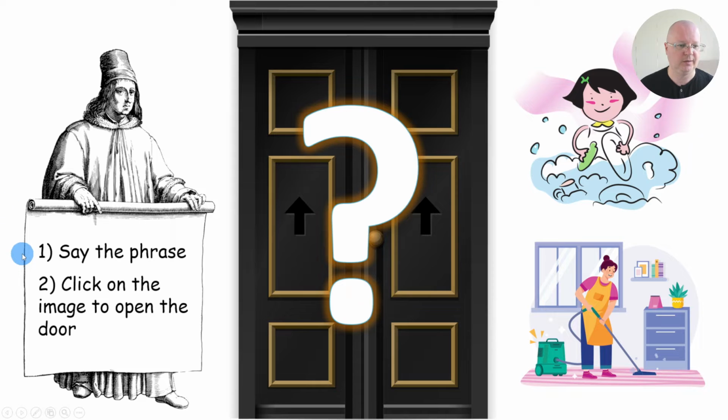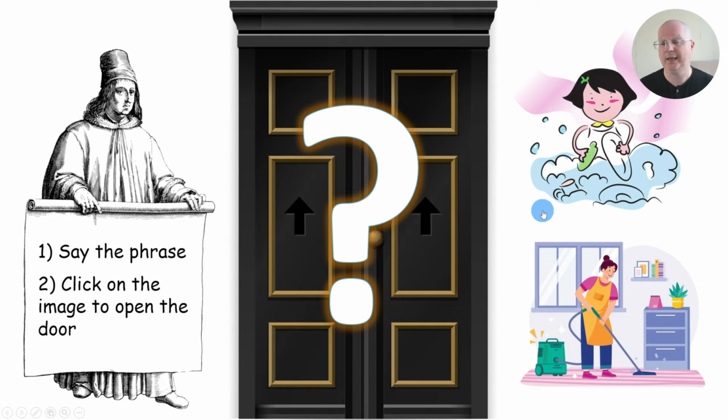So in this activity, they need to say the phrase, and then you click on the image to open the door to see what they got. Yeah. So you can do it in teams. For example, you can invite a student from each team. Then they choose one of these pictures.